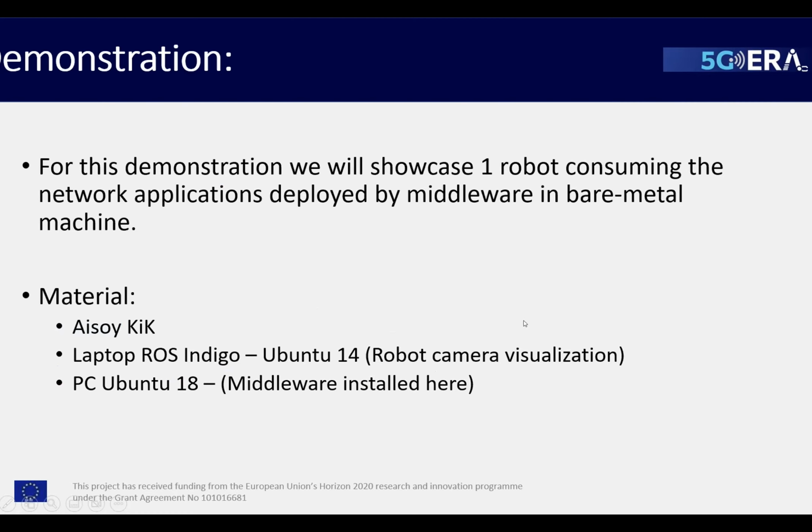So for this demonstration, the material is we are going to need a robot. Since this robot doesn't have a desktop operating system, we will be needing another machine, another laptop. In this case, it's going to have ROS Indigo on Ubuntu 14, which is actually a little bit old, to visualize the camera of the robot. And then there is some sort of server where the middleware is running. This case is running under Ubuntu 18.